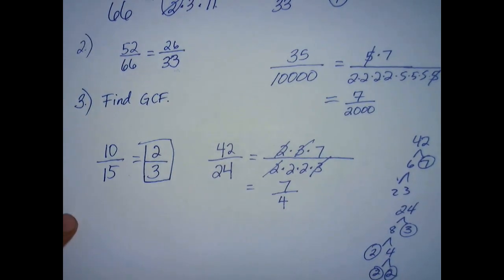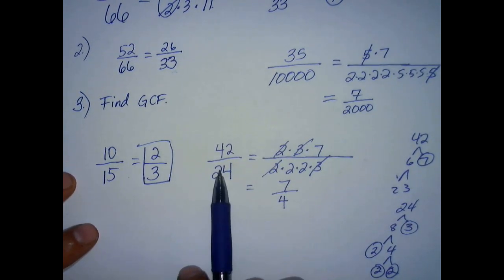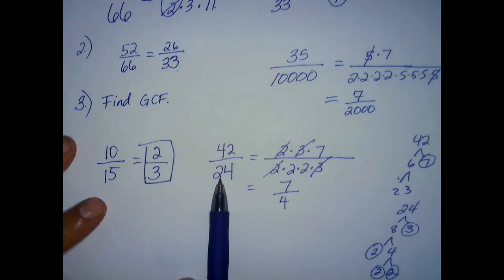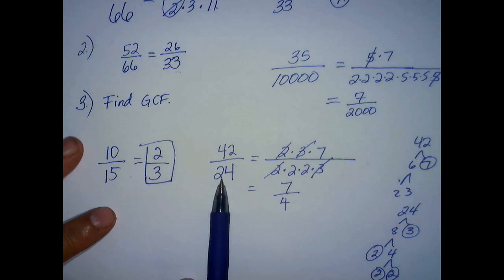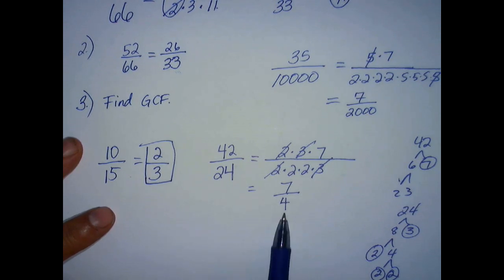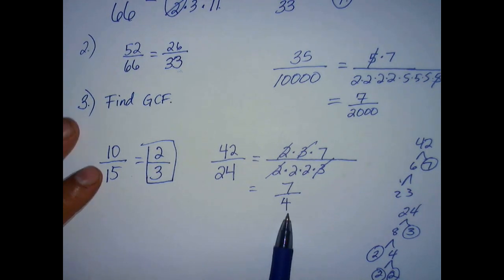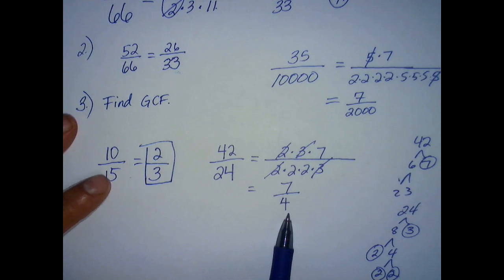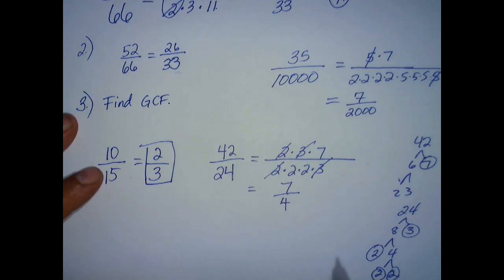Now, here's a little trick. This is improper, right? Why is it improper? Because the numerator is larger than the denominator. When you reduce it, your answer better be improper too, or you're in trouble. Just a little hint there, okay?